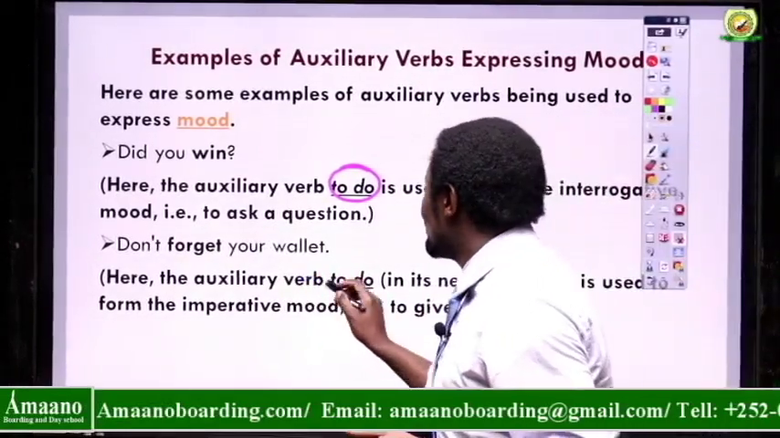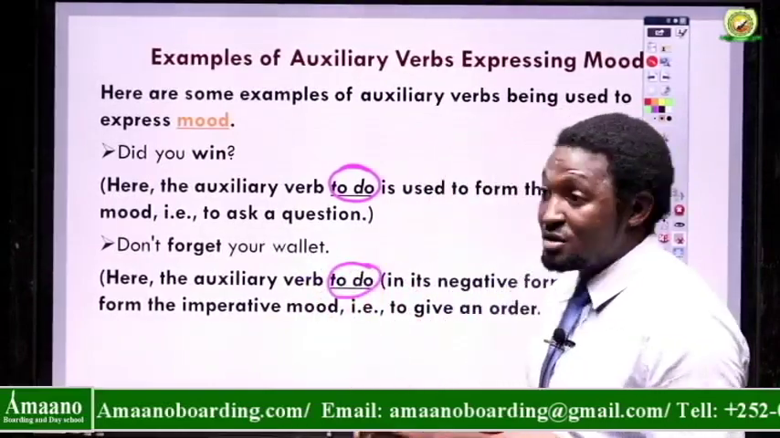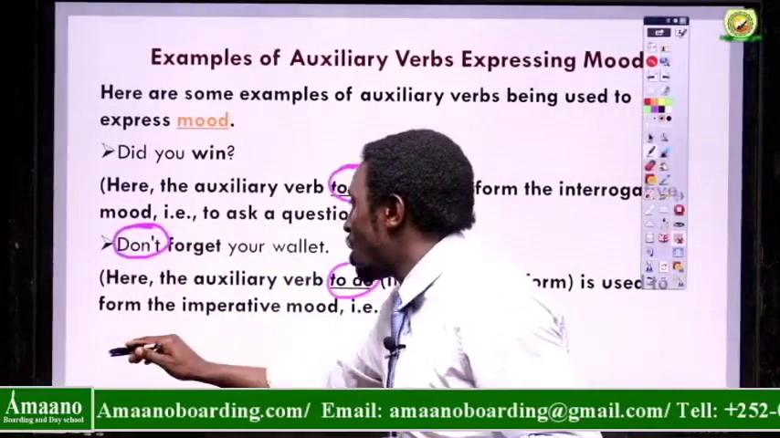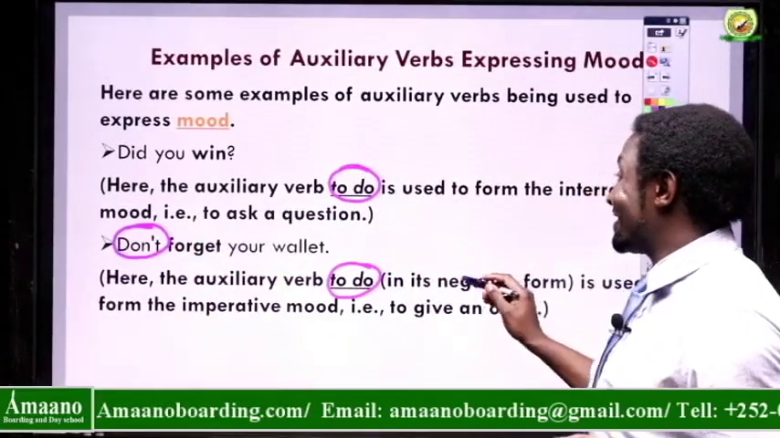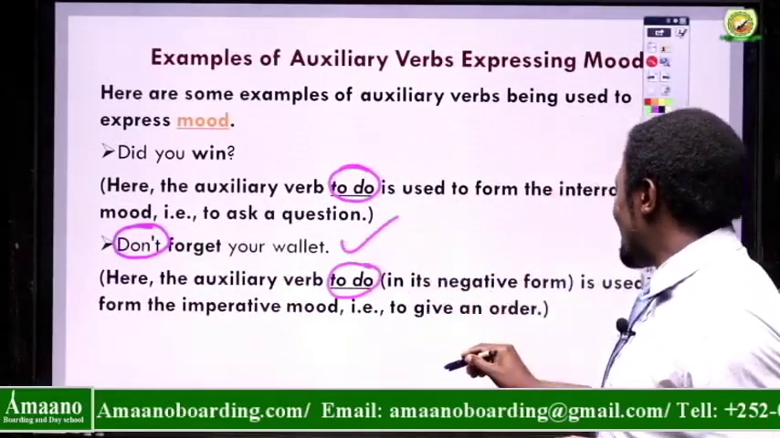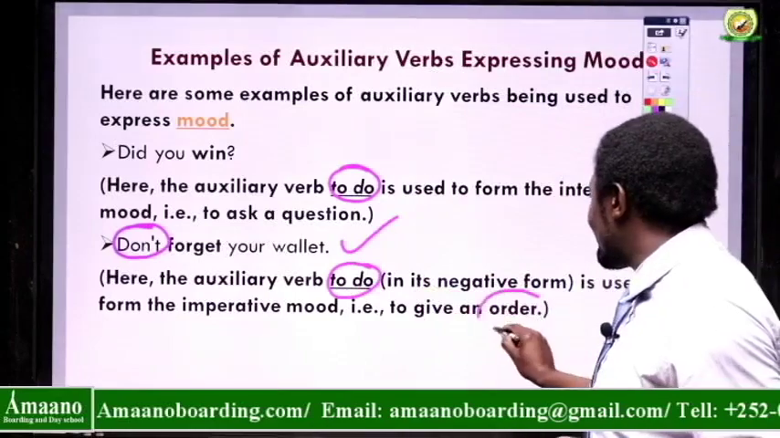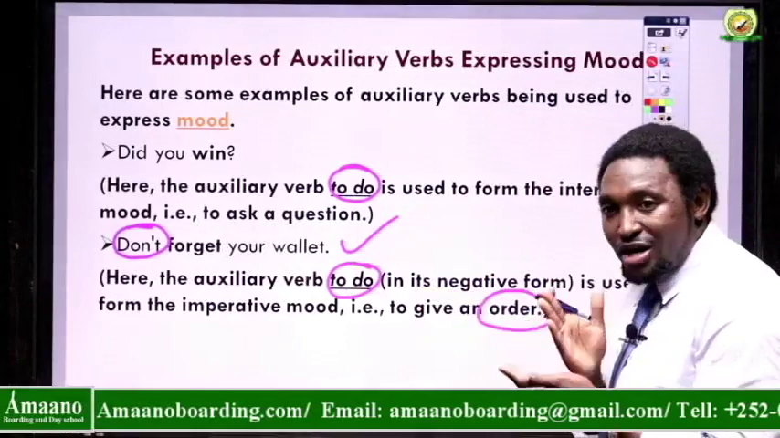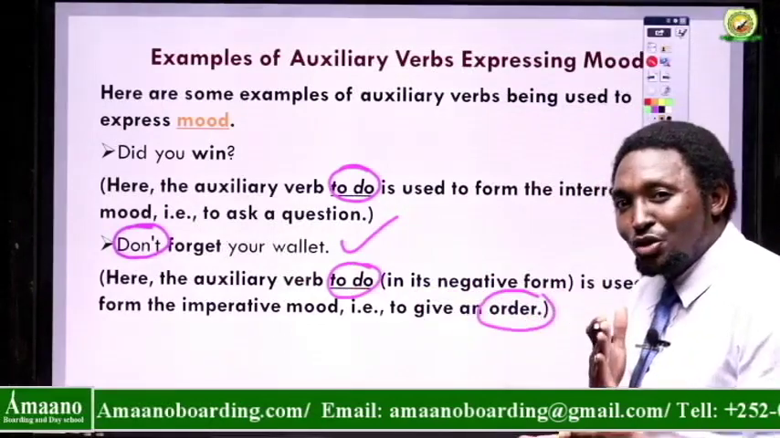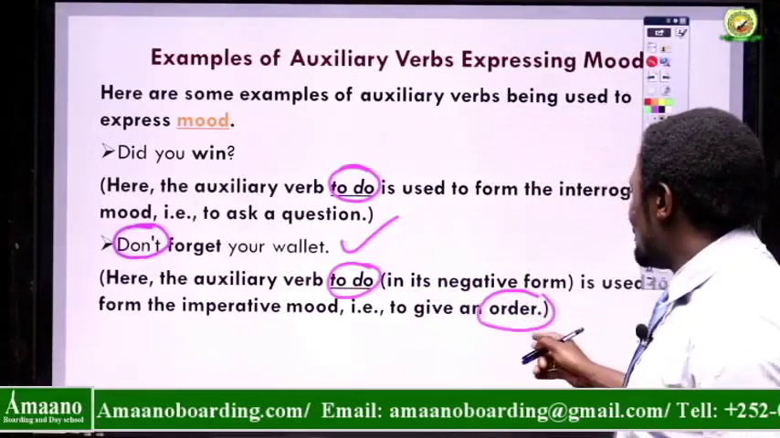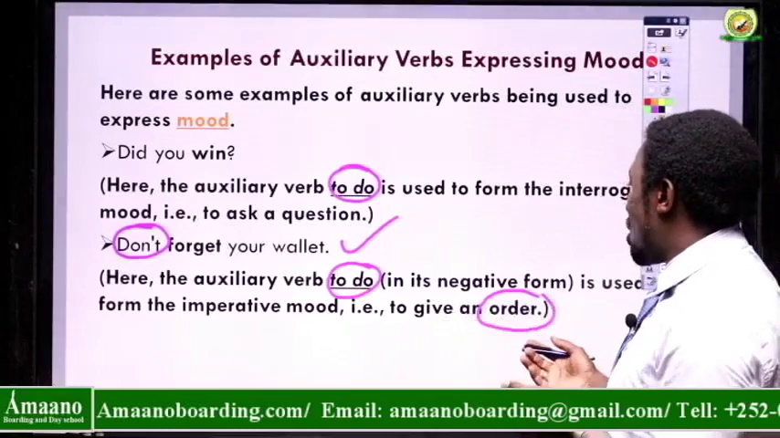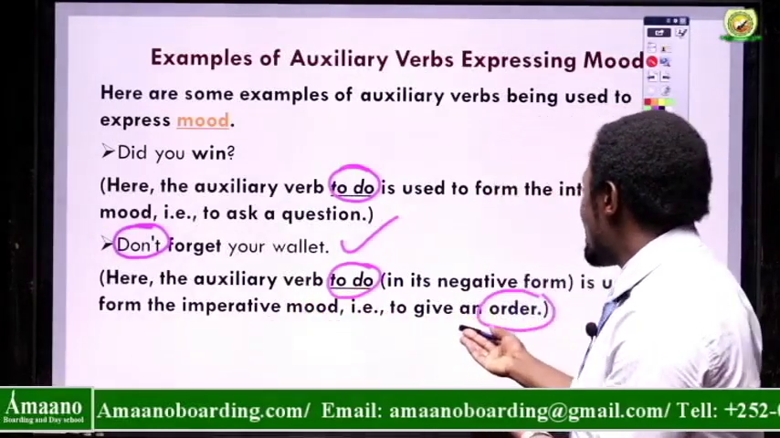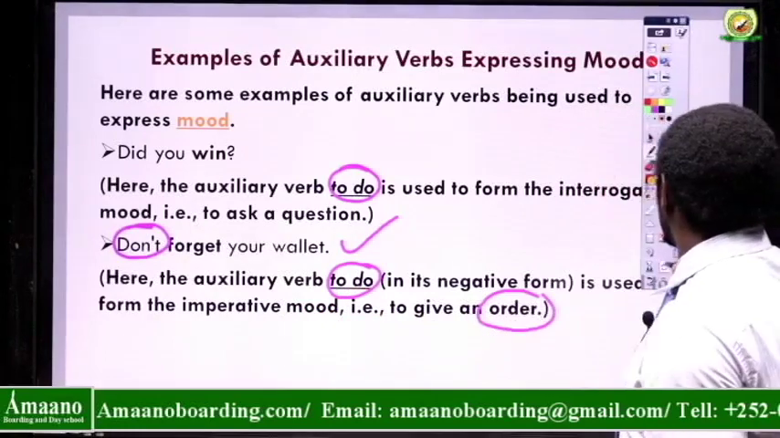Don't forget your wallet. Now, this one is a negative form of do. Don't forget your wallet. And the mood here is like an order. An order, yes, an order. So this is not a request. The mood is an order. Don't forget your wallet. So the mood that is given is an order. So it is used to form the imperative mood, or to give an order.